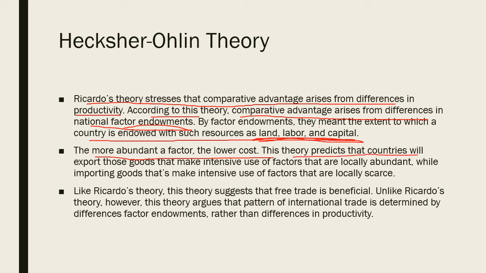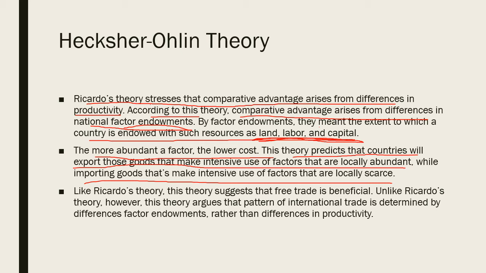This theory predicts that countries will export those goods that make intensive use of factors that are locally abundant. If you have something in abundance, then you will give it away. You are exporting those goods that you have in abundance, while importing goods that make intensive use of factors that are locally scarce, which are locally rare, which are not available in that much amount.